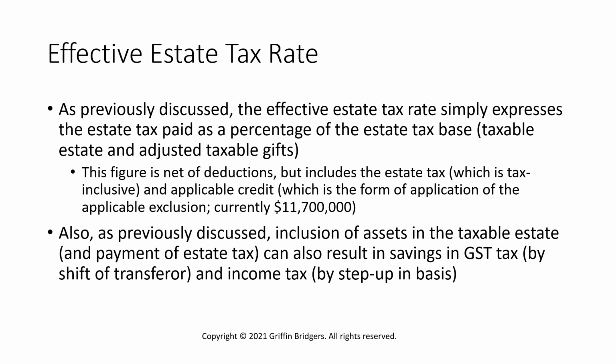Now, as we all know, the estate tax rate, for all intents and purposes, is 40% when we write up the brackets, because the estate tax only applies when your tax base, which is your taxable estate and your adjusted taxable gifts, exceeds your applicable exclusion of $11.7 million. But when we take into account netting out deductions, but including the estate tax and including the applicable exclusion, the percent of the estate which represents estate tax that's actually paid is usually much smaller than 40%. That is our effective estate tax rate.